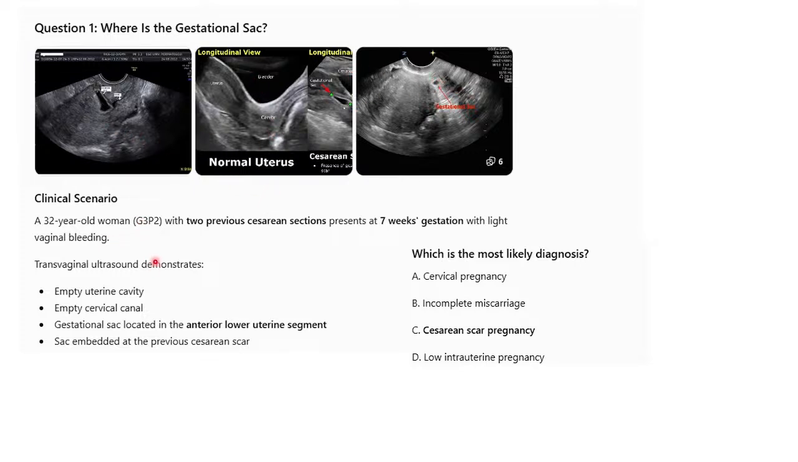Clinical scenario: a 32-year-old woman, G3P2 with 2 previous cesarean sections, presents at 7 weeks gestation with light vaginal bleeding. Transvaginal ultrasound demonstrates an empty uterine cavity, empty cervical canal, and gestational sac located in the anterior lower uterine segment, sac implanted in the previous cesarean scar. Which is the most likely diagnosis? A. Cervical ectopic pregnancy. B. Incomplete miscarriage. C. Cesarean scar pregnancy.